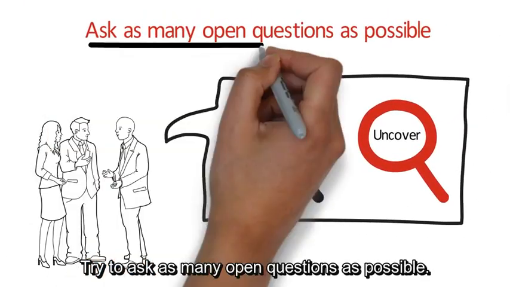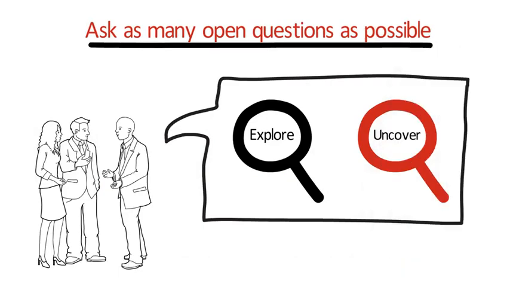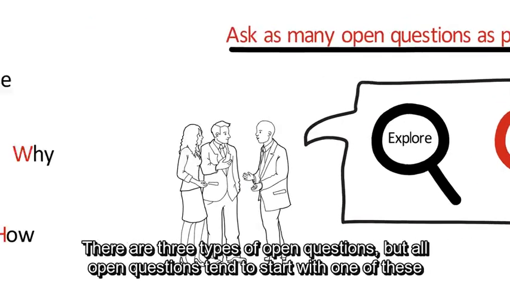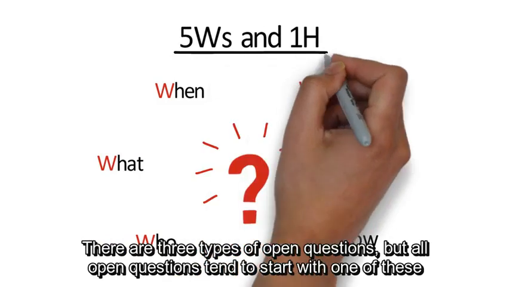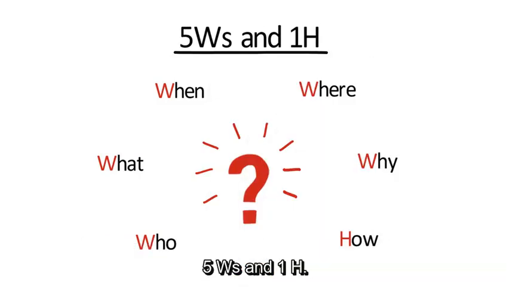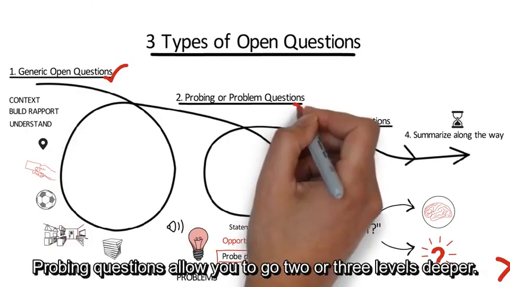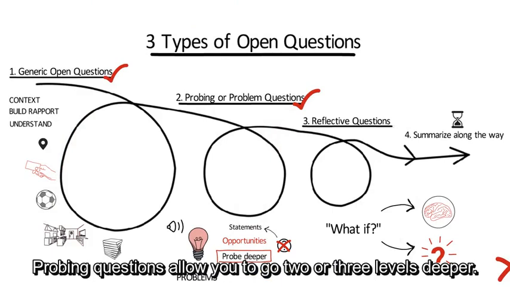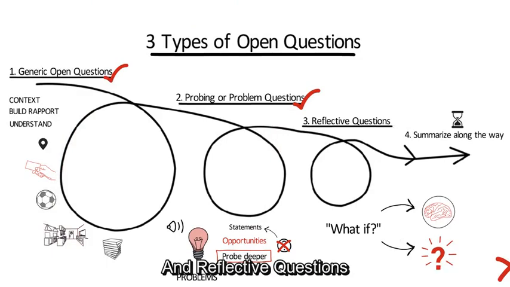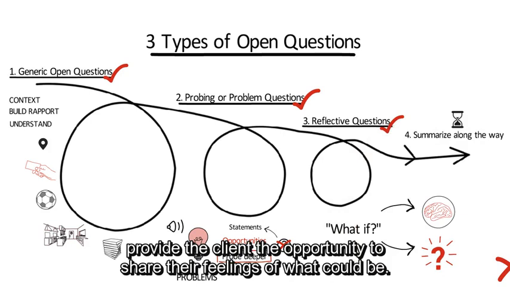Again, recap, open and closed questions. Try to ask as many open questions as possible. There are 3 types of open questions, but all open questions tend to start with one of these 5 W's and 1 H. Generic questions establish the circumstances and situation. Probing questions allow you to go 2 or 3 levels deeper. And reflective questions provide the client the opportunity to share their feelings of what could be.